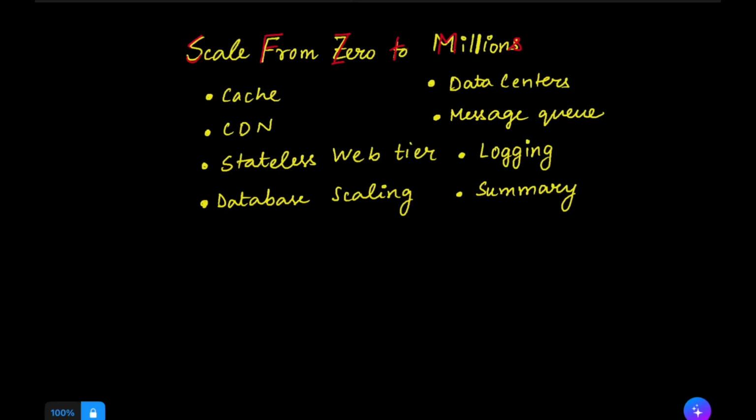Hi everyone. Welcome to chapter 2 of our discussion on scaling from 0 to a million users. In the previous video we described a basic architecture of how a request to a particular website is handled, be it the DNS, the web tier, the data tier, or the load balancer. All these things we discussed in chapter 1.